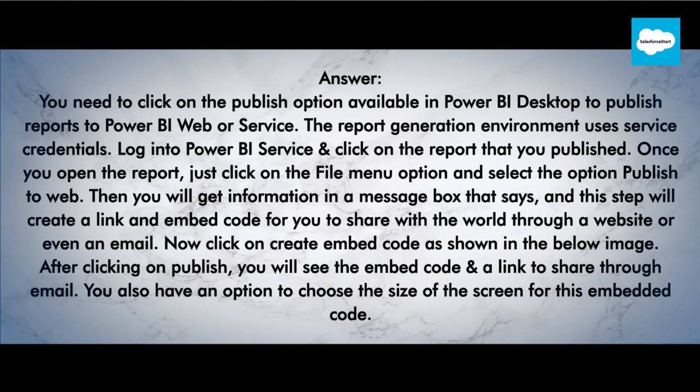Then you will get information in a message box that says this step will create a link and embed code for you to share with the world through a website or even an email. Now click on Create Embed Code as shown in the below image. After clicking on Publish, you will see the embed code and a link to share through email. You also have an option to choose the size of the screen for this embedded code.